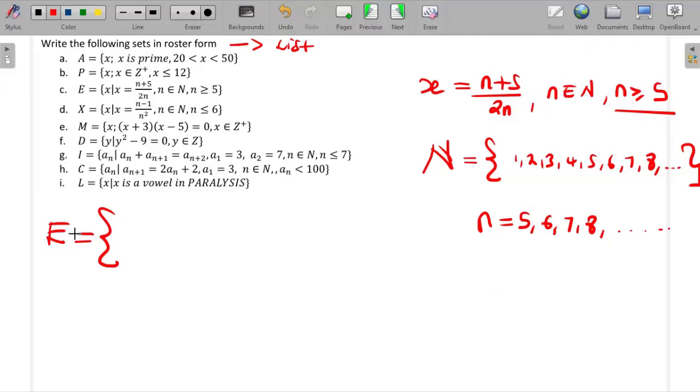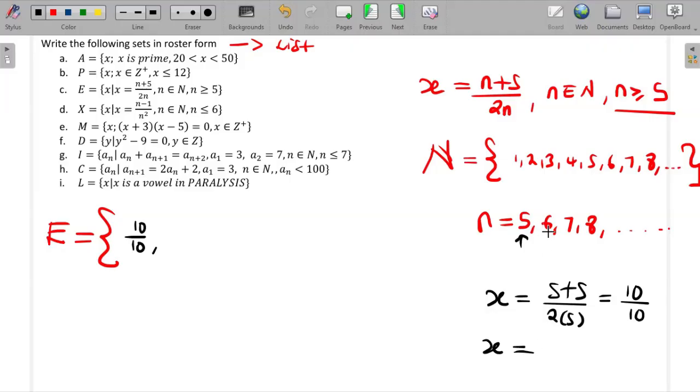So I'm going to say the first member in this particular set will be x when n is 5. So when n is 5, I'll put 5 plus 5 divided by 2 times 5. So this will be equal to 10 on top, and down it will be 10 as well. So I can write it the way it is: 10 over 10, comma. What about when n is the next one, which is 6? It will be 6 plus 5, and down there 2 multiplied by 6, and that will just be 11 over 12. So I'll write 11 over 12, comma.